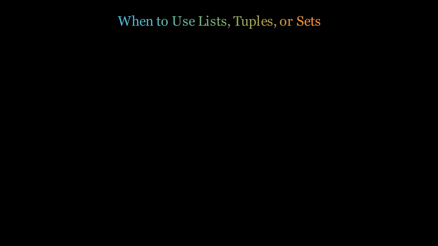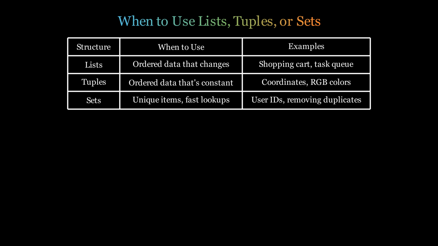Choosing the right data structure is crucial for writing efficient, readable code. Let's explore when each structure is the best choice. Use lists for ordered data that needs modification, like shopping carts or task queues. Use tuples for ordered data that shouldn't change, like coordinates or color values. Use sets for collections where uniqueness matters or fast membership testing is needed.